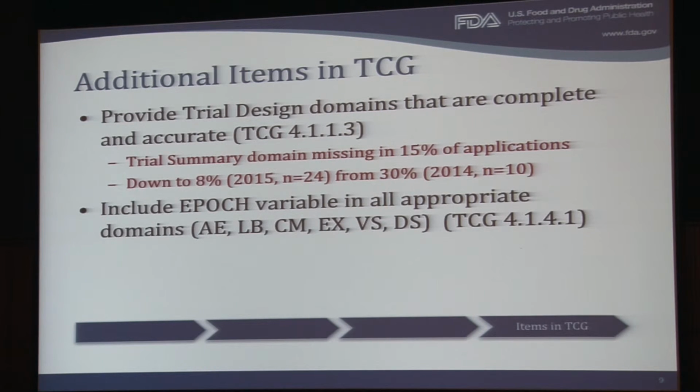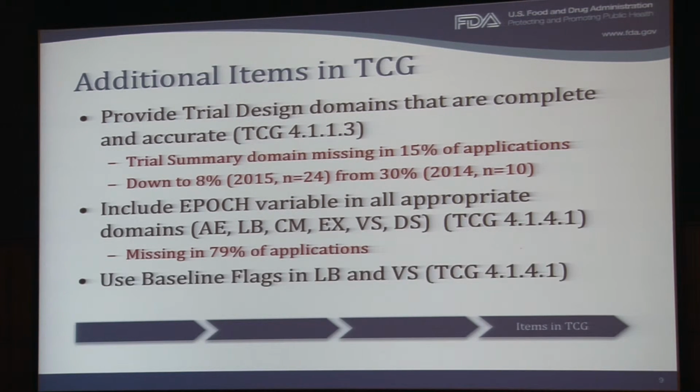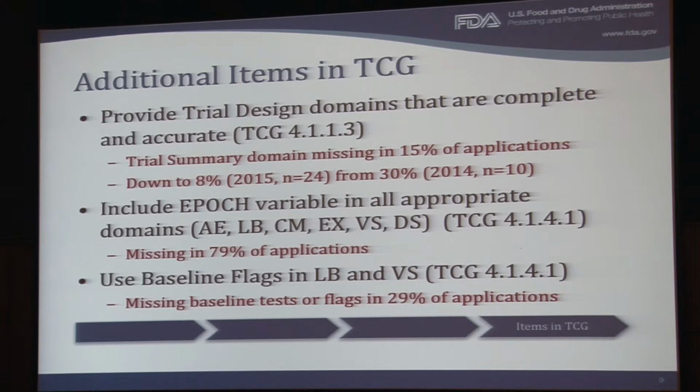So the epoch variable should be included in all appropriate domains. So how did the JumpStart applications fare? It was missing in the majority of the applications. So this is missing in at least one of the domains. Baseline flags should be used in the lab and vital sign domains. In nearly a third of the applications, the baseline tests or flags were missing.